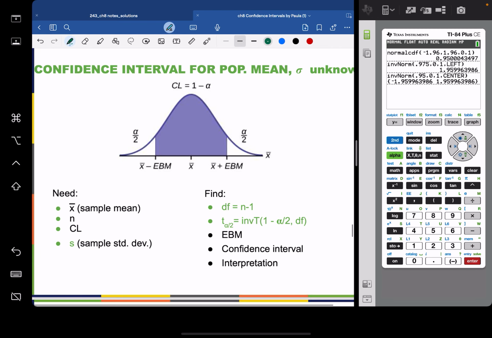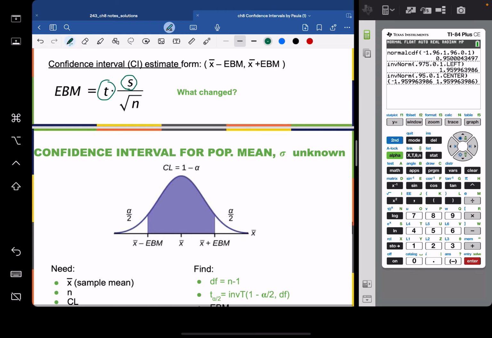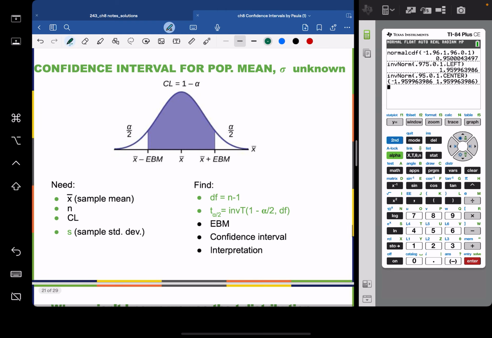So we'll go through the process again where I will give you the information that you need. I'll give you x bar and the confidence level and s. And then you will need to know the degrees of freedom, which is just n minus 1. And you might be like, what is degrees of freedom? Well, df is degrees of freedom, and it is one of the things you need to know in order to find t.